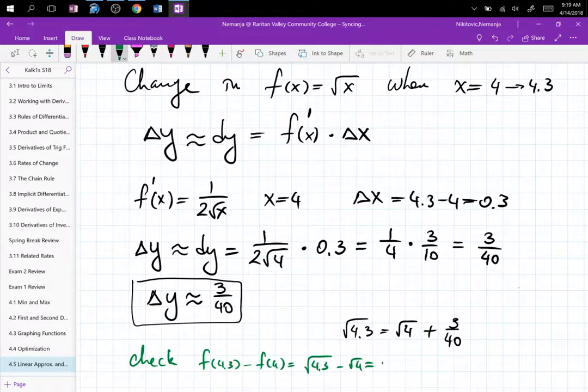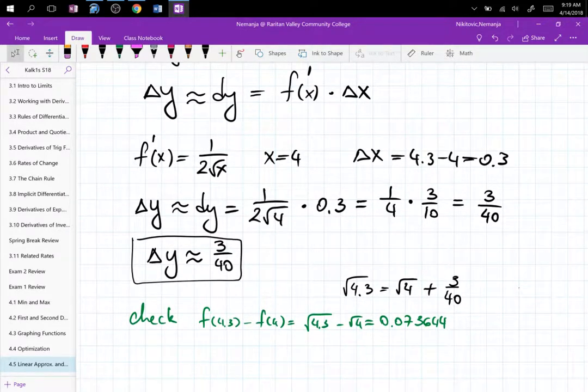So the calculator gives me 0.073644, whatever, plus more decimals. And 3 divided by 40 is 0.075. We are 1/10 of a centile off, right?